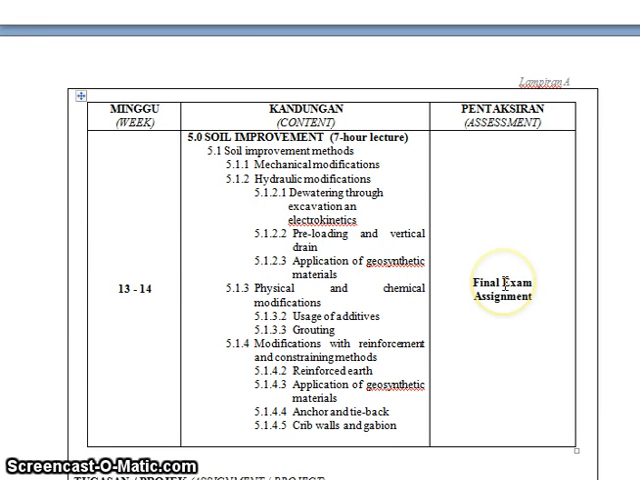And the last chapter is soil improvement, where we hope we will spend about 7 hours. Over here we will introduce you to several approaches in doing soil improvement, such as mechanical modification or hydraulic modification, or physical chemical modification, or modification with reinforcement and constraining method. And this will be embedded just for the final examination and assignment.